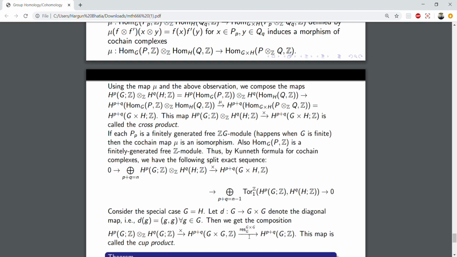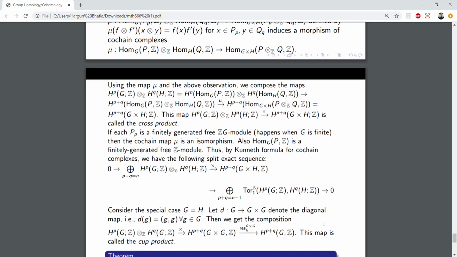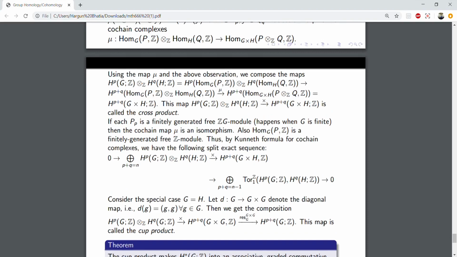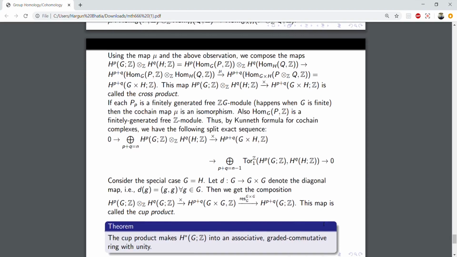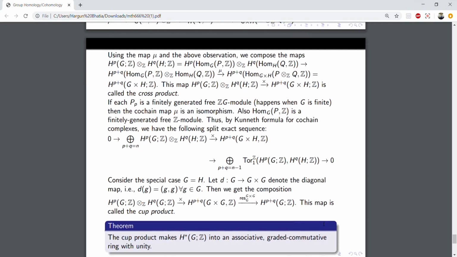So this works with cohomology, or homology will work in the opposite direction, right? So I can compose these maps now to get a map from the pth cohomology of G tensor the qth cohomology of G to the (p plus q)th cohomology of G. So this map is what we call a cup product. Now the cup product is nice. Why? Because it turns this cohomology into an associative, graded commutative ring with unity.